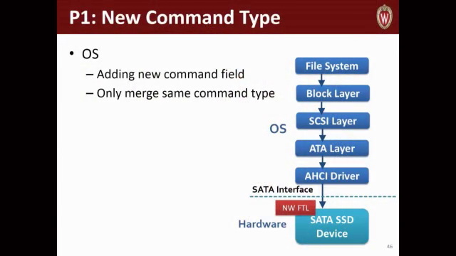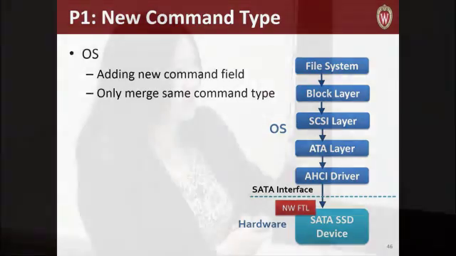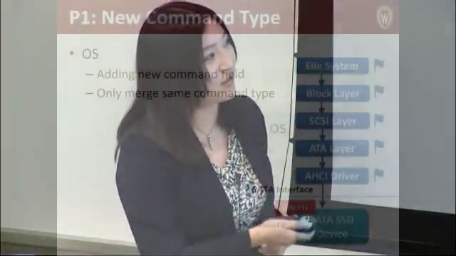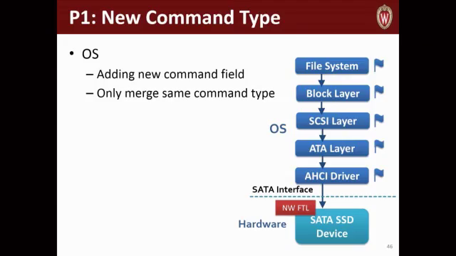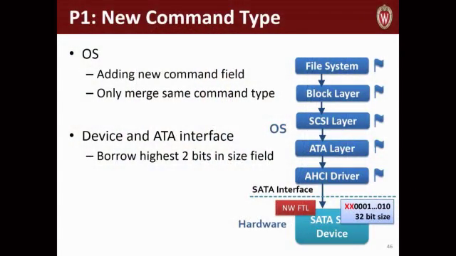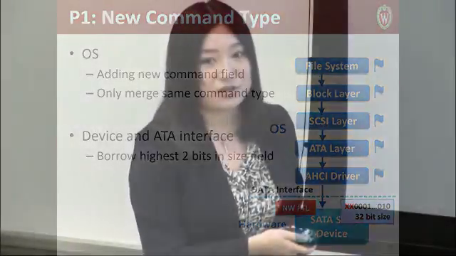So this one is much easier. What we need to do with a new hardware interface is we just add a flag in the OS. And for the device, we use the highest 2 bits in the size field to represent a new command type.